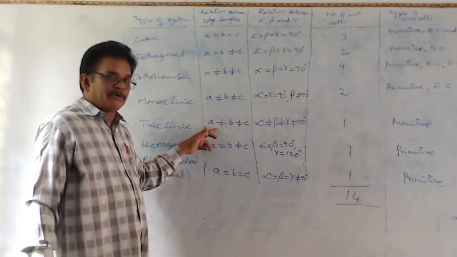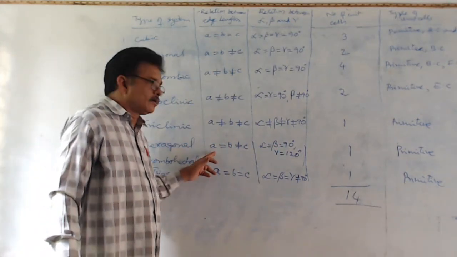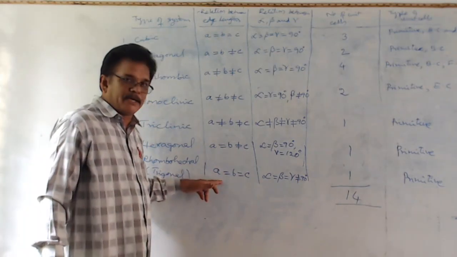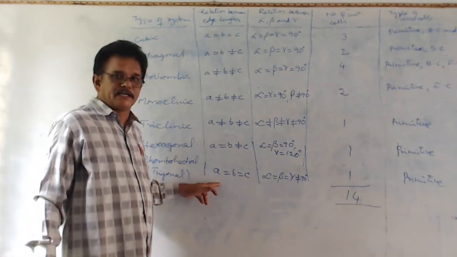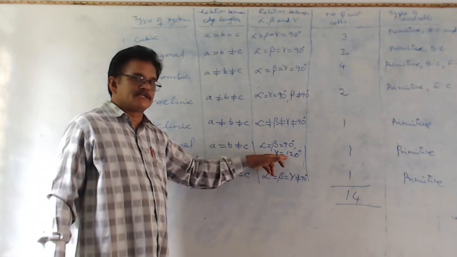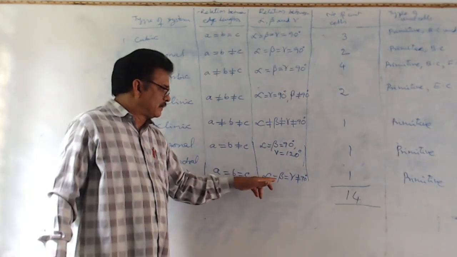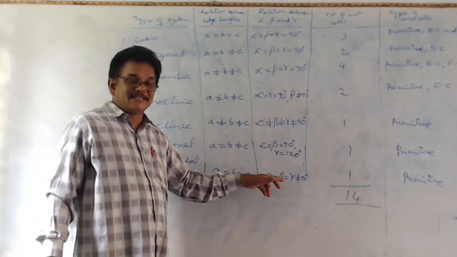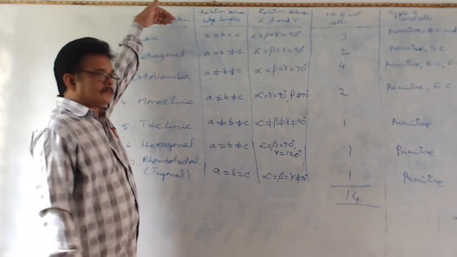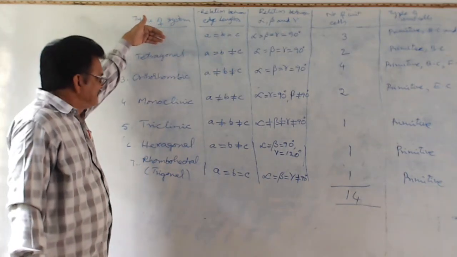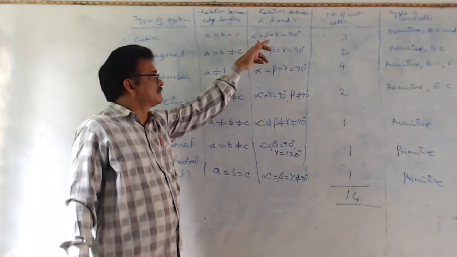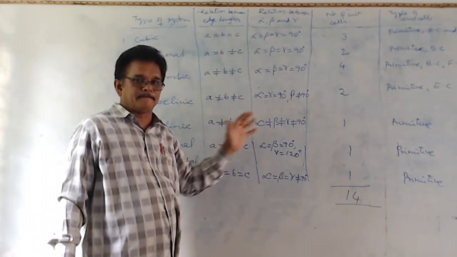Again, I am coming to edge lengths. I am making 2 edge lengths equal, and then I am making 3 edge lengths equal. These 2 are equal, 1 is unequal, and gamma is equal to 120 degrees. And alpha, beta, gamma are equal, but they are not equal to 90 degrees. So you first remember this order, and you can write these relations between edge lengths and interfacial angles easily.